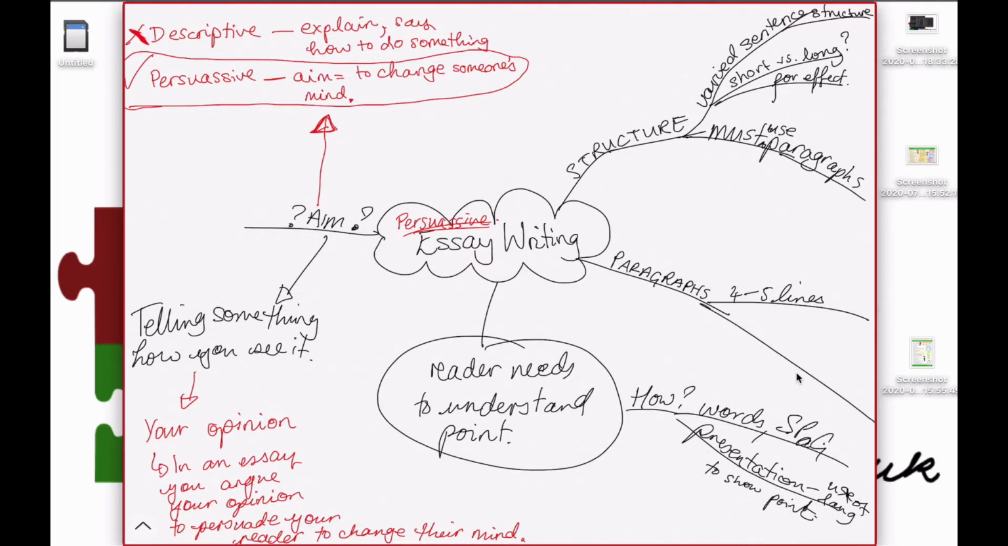Now, length is usually determined by the number of words you've been given for your assignment. So a persuasive essay could be really short, but it could also be quite long. If you went to university, you would be writing on average, a small essay would be 1,500 words, but you usually hope to get 2,000 plus, because otherwise it feels like there's not enough space. But you could write a persuasive essay that's 3,000, 4,000, 10,000 words.